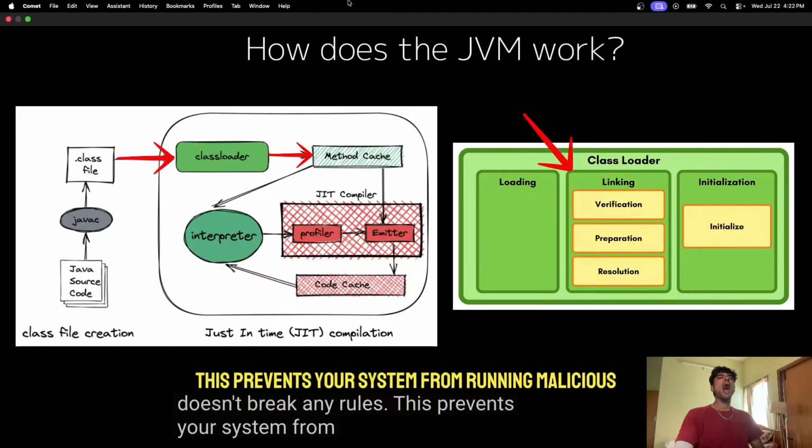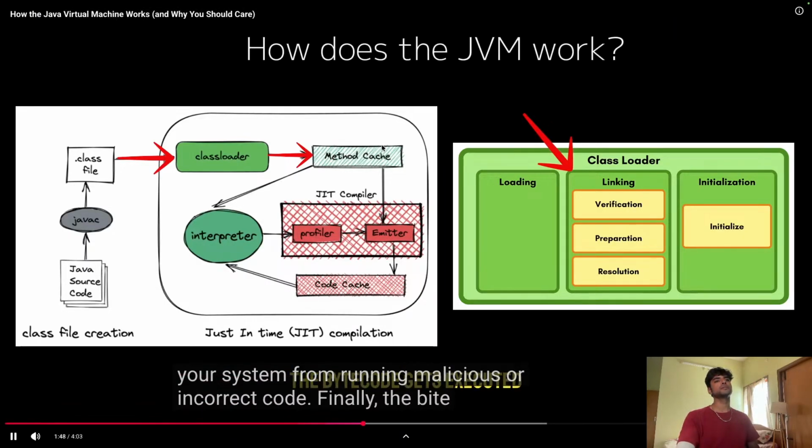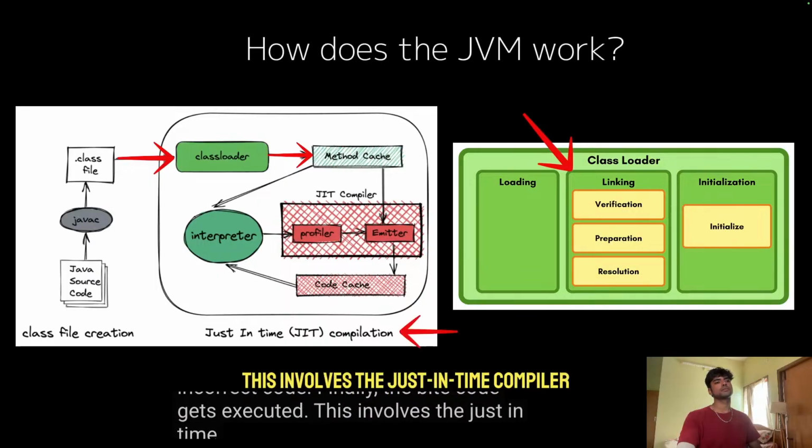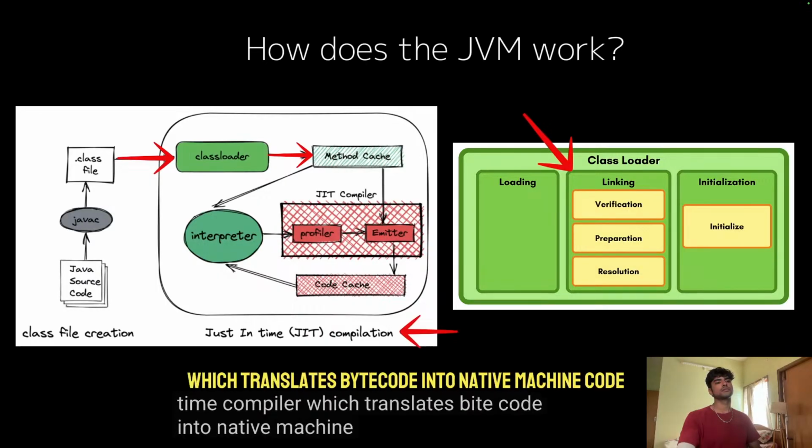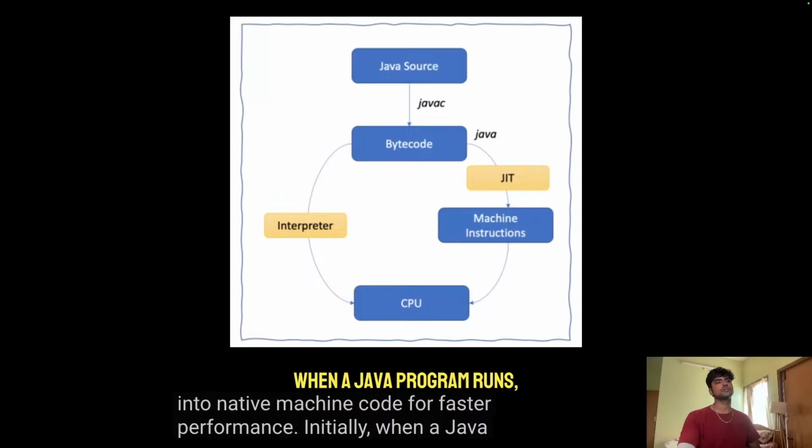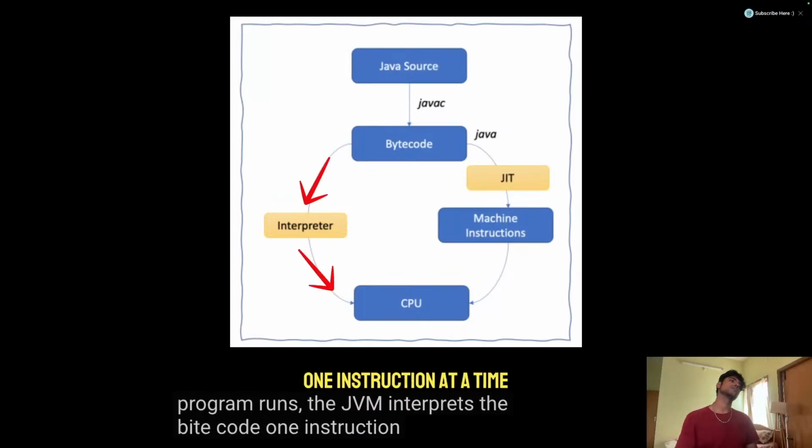This prevents your system from running malicious or incorrect code. Finally, the bytecode gets executed. This involves the just-in-time compiler, which translates bytecode into native machine code for faster performance. Initially, when a Java program runs, the JVM interprets the bytecode one instruction at a time.